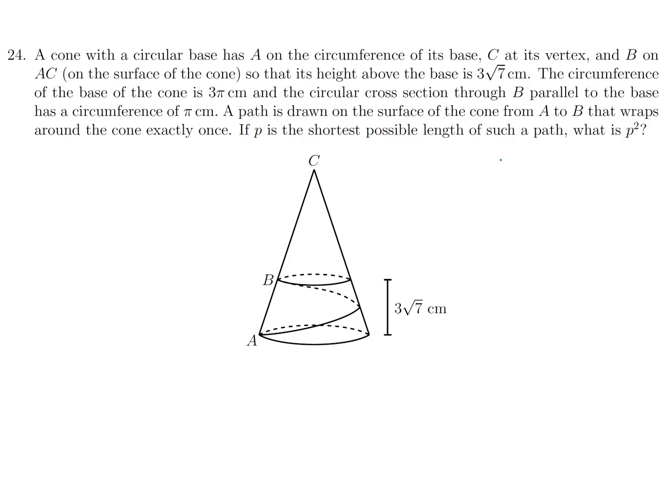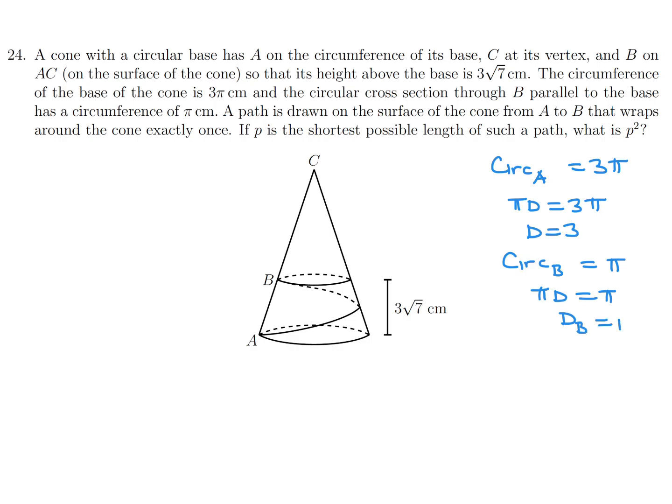Well, the circumference of A is 3 pi, and since the circumference is pi times diameter, the diameter is 3. And then similarly, the circumference of B is pi, and that's pi d. So therefore, that d is 1. So this was the diameter of B is 1, and this is the diameter of A.